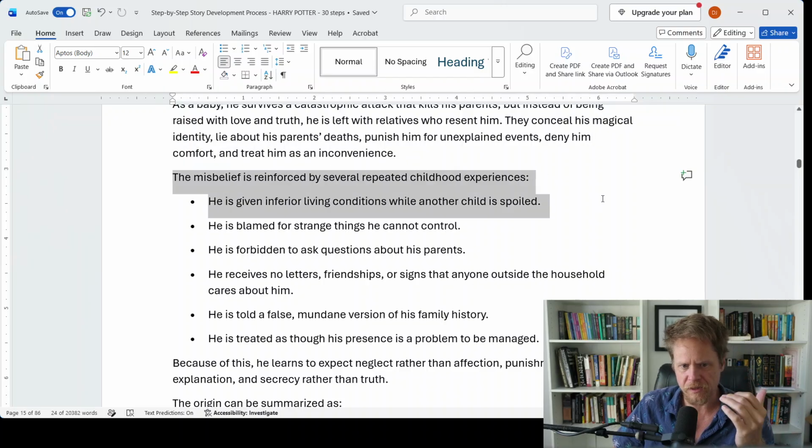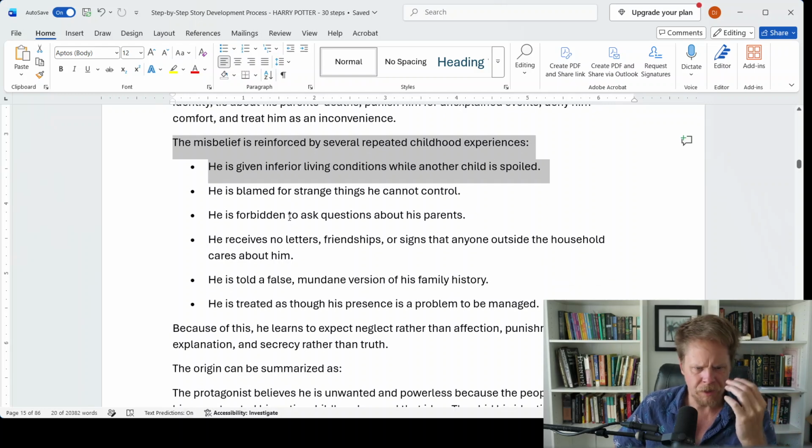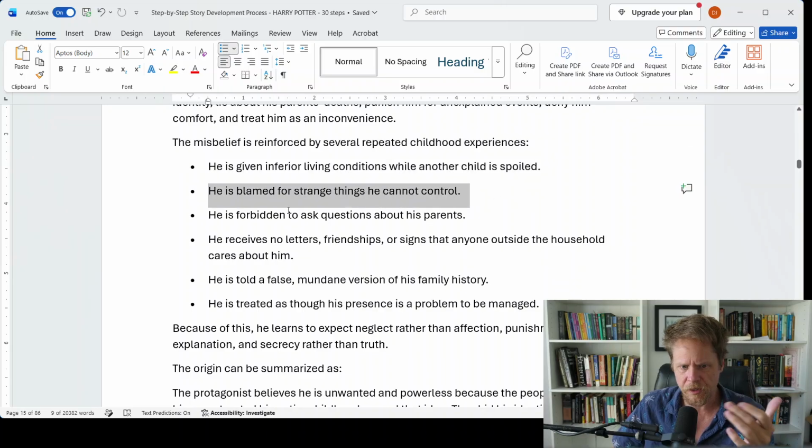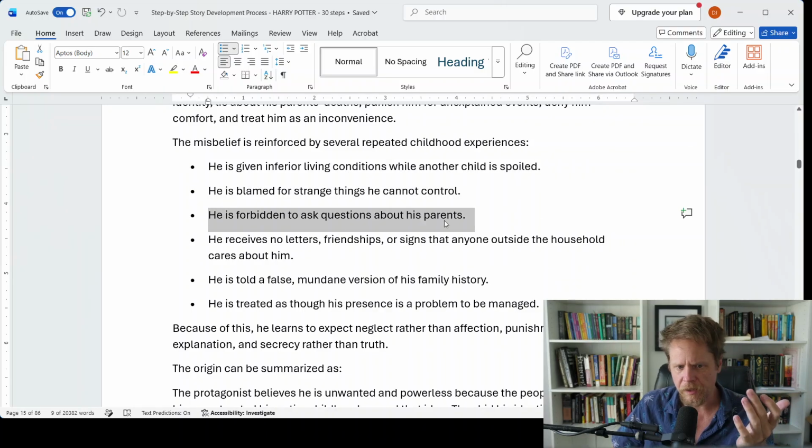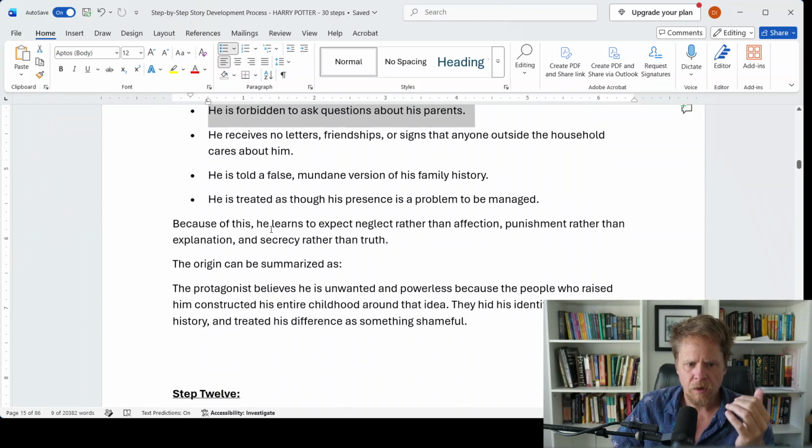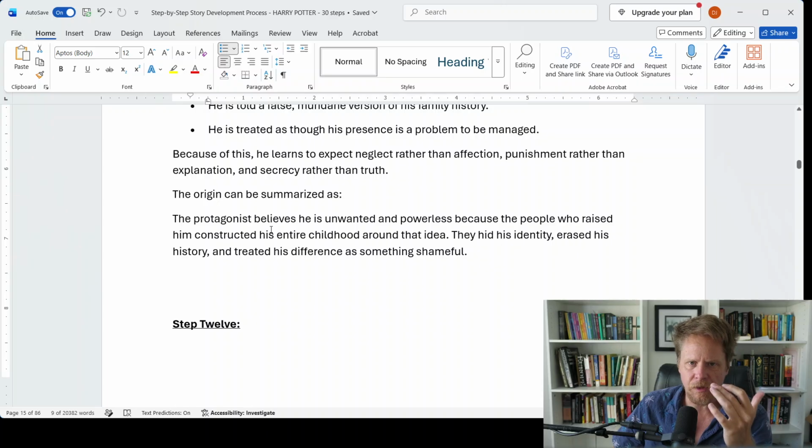The misbelief is reinforced by several repeated childhood experiences. He's given inferior living conditions while another child is spoiled. He's blamed for strange things he cannot control. He's forbidden to ask questions about his parents. All these things explain why Harry Potter, in this particular example, has the misbelief that he was given.